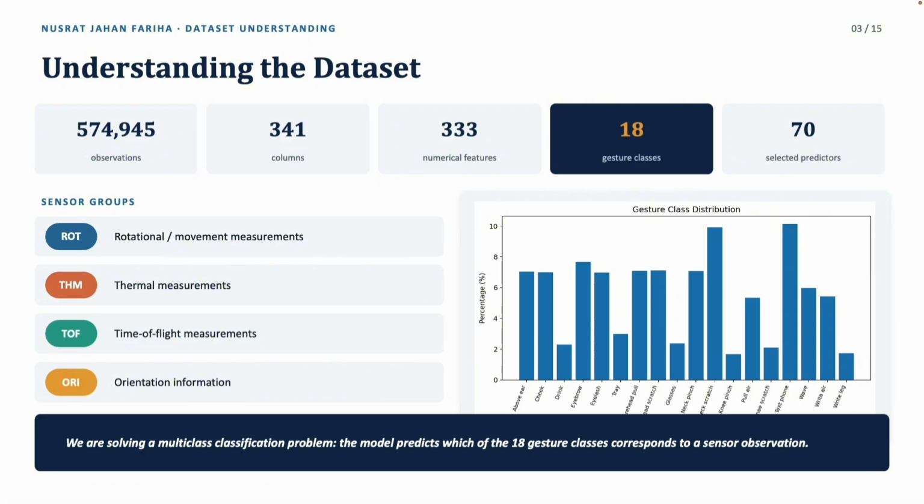So basically our model gets information from these different sensors and tries to understand the pattern behind them. And based on those patterns, it predicts which gesture the person is performing out of the 18 possible gesture classes. So in short, this is a multi-class classification problem because instead of predicting two outcomes, our model has to choose from 18 different classes. That's all from my part. Now I would like to hand over the presentation to our next member.